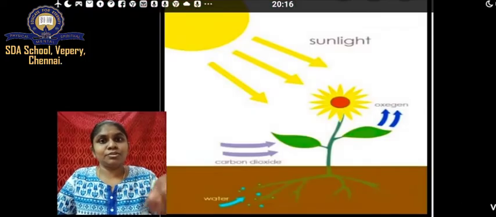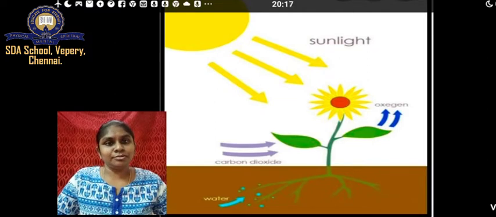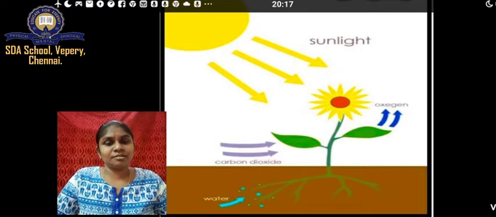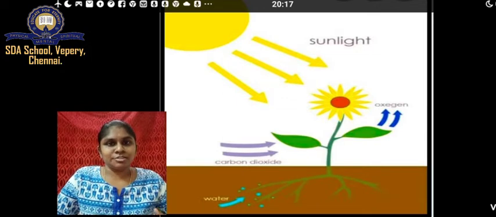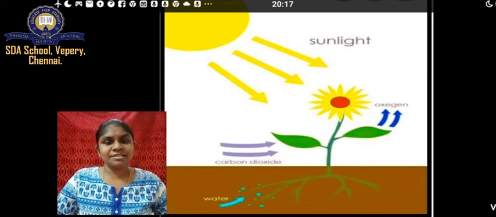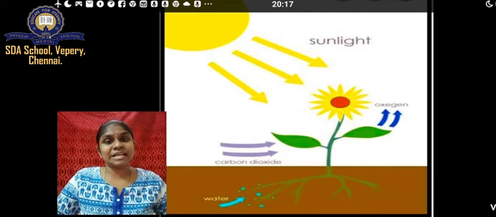Okay, next is photosynthesis. I already told you about photosynthesis. What happens in photosynthesis? The plant absorbs carbon dioxide, water and the sunlight, and the plants give out the oxygen for us. That is called photosynthesis. Another important thing we learned is about the green color of leaves. Why are the leaves green in color? Because they have a substance called chlorophyll. Because of that chlorophyll substance only, it looks green in color. This is what we learned in the second lesson. Am I right?